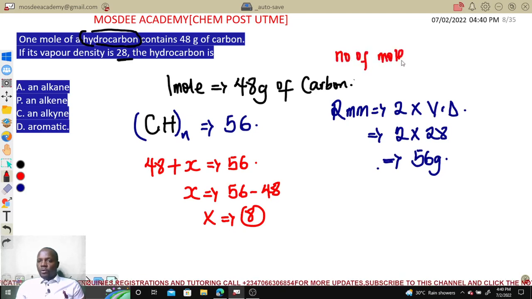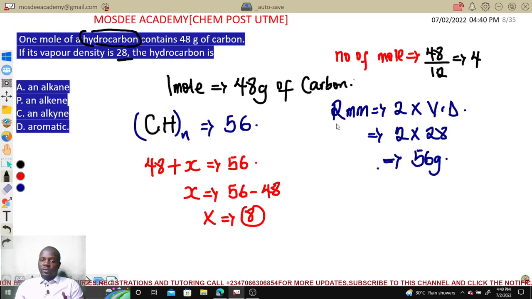You can just follow what I'm doing. Number of moles is mass given divided by the molar mass. So the mass of carbon is 48, and the molar mass of carbon is 12. I hope students still remember 12 times 4 is 48. So this hydrocarbon can be C4.